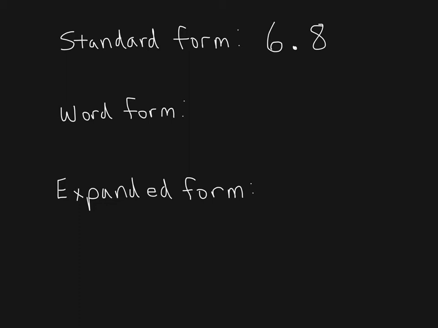Now I'd like you to write it in word form. Pause the recording and go ahead and write the word form down on your scratch paper, which is going to be all the words that we say when we say 6 and 8 tenths.